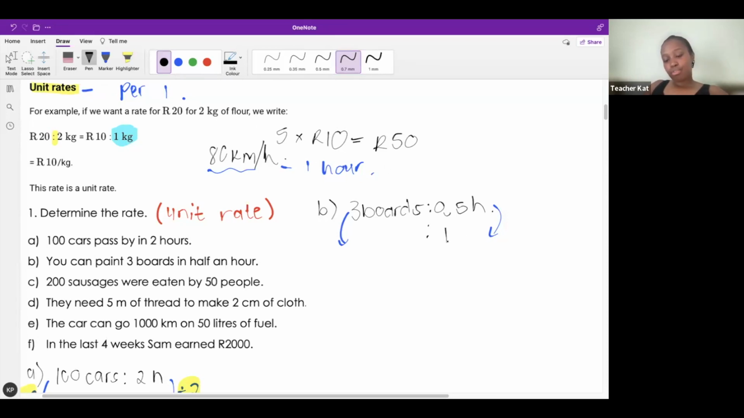So for half, we want to go from 0.5 to 1. What do I have to multiply this side by to get to 1? How many 0.5s do I need to get to 1, guys? I have to multiply it by 2. Which means I have to go on the other side as well and multiply it by 2. So that means for 1 hour, I will have painted 6 boards. And if I have to write that as a rate, I say 6 boards per hour.